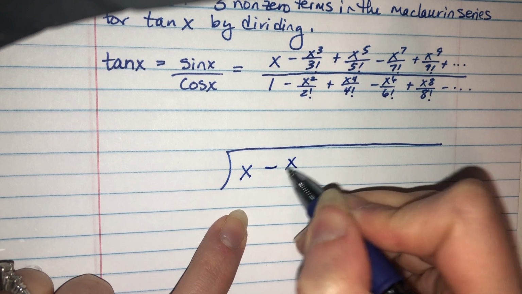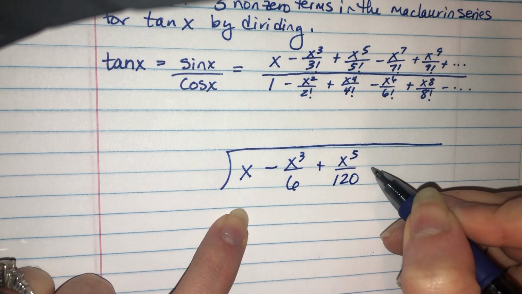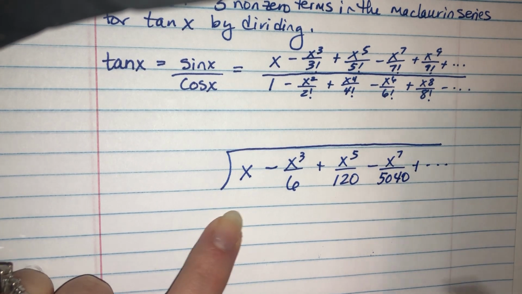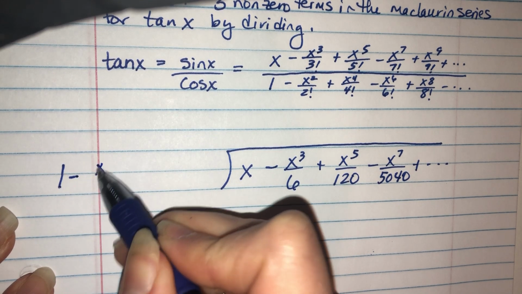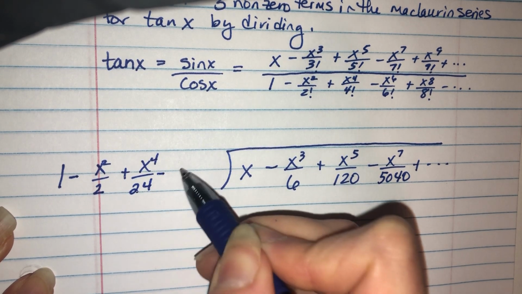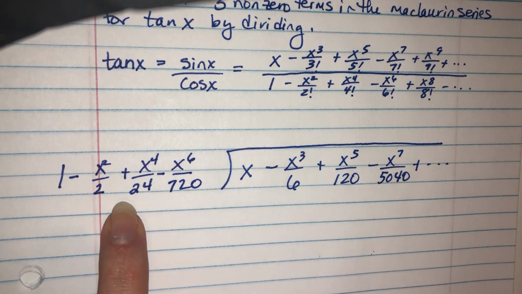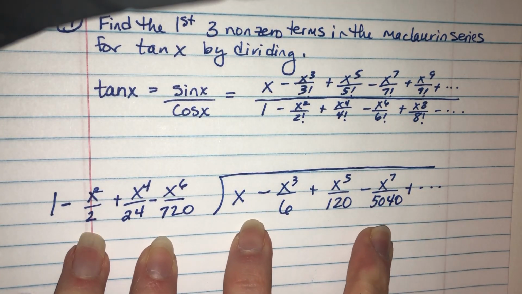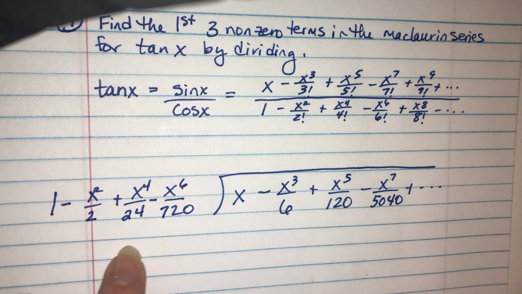So we have x minus x cubed over 6 plus x to the 5th over 120 minus x to the 7th over 5040 plus dot dot dot. And we're dividing by 1 minus x squared over 2 plus x to the 4th over 24 minus x to the 6th over 720. Okay, I don't know how far I'm going to have to go, but I need 3 non-zero terms. So I'm going to try to have 4 at least to start with in case something zeroes out. But if I just have 3 terms in my answer, that's going to be fine.